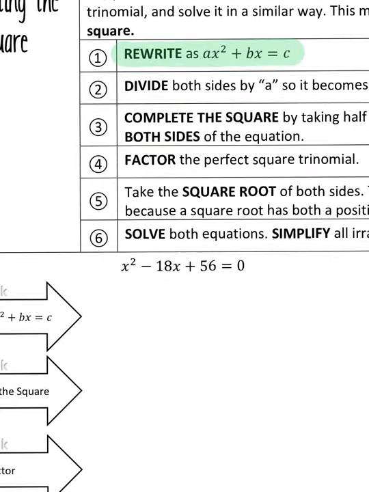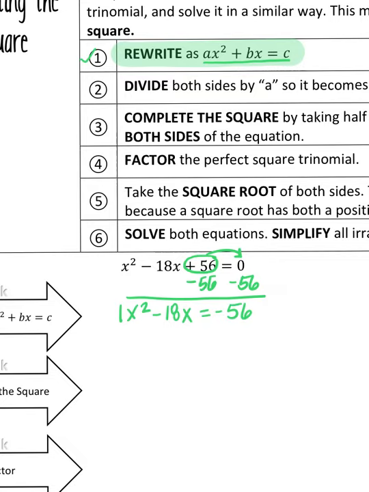Okay, so with this one, we're going to just go ahead and start here. We want it to say ax squared plus bx equals c. So we need to move this over here. Okay, we're going to do that by subtracting. We're just going to subtract it from both sides. Okay, so we have x squared. We can pretend there's a 1 there, so that's our a. Ax squared minus 18x, that's our b, equals negative 56. All right, done. We did that.